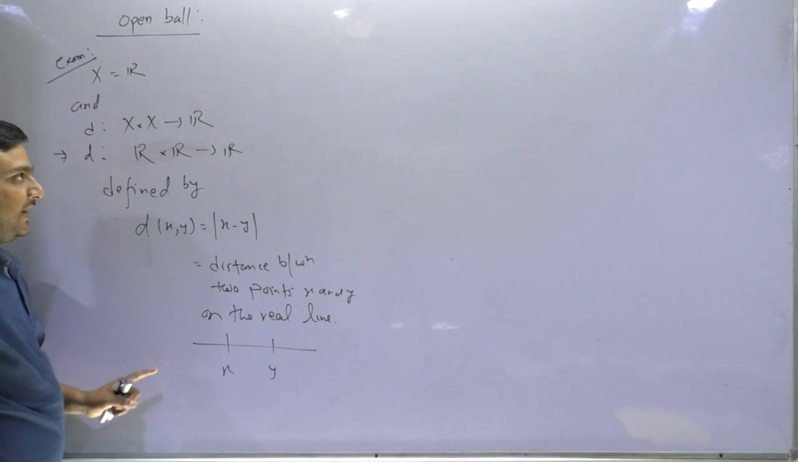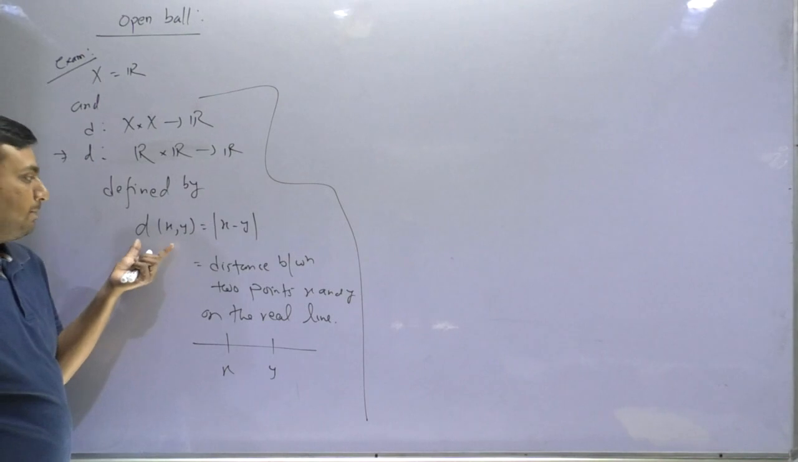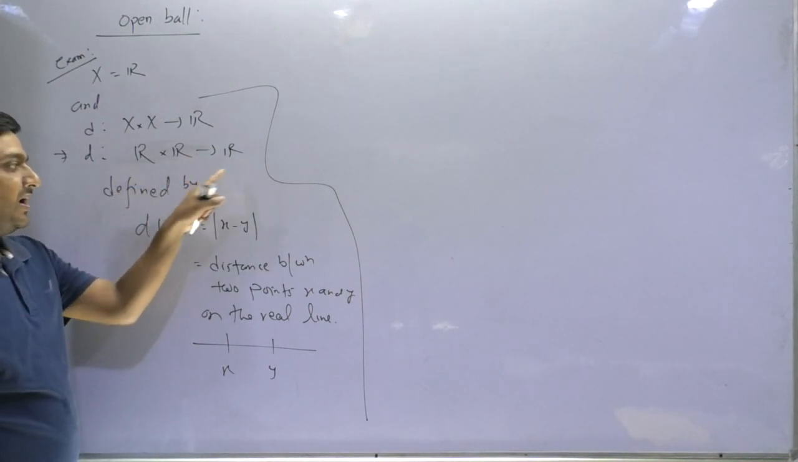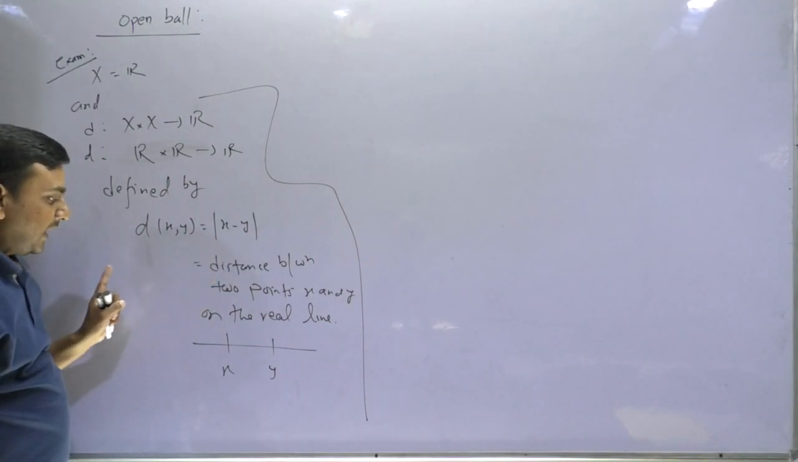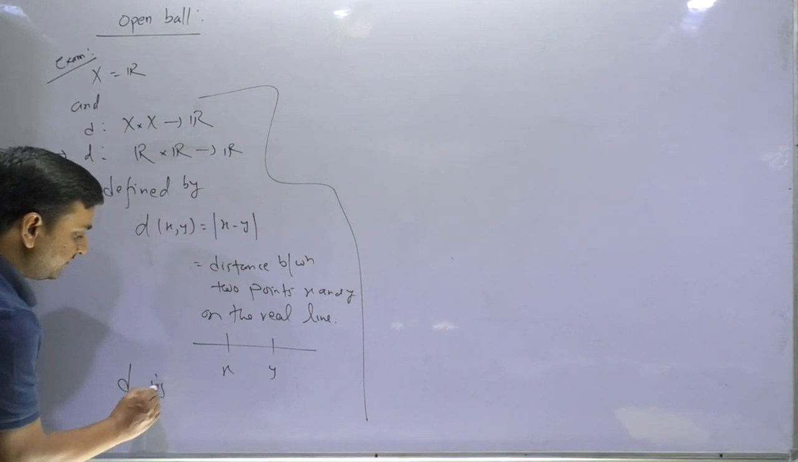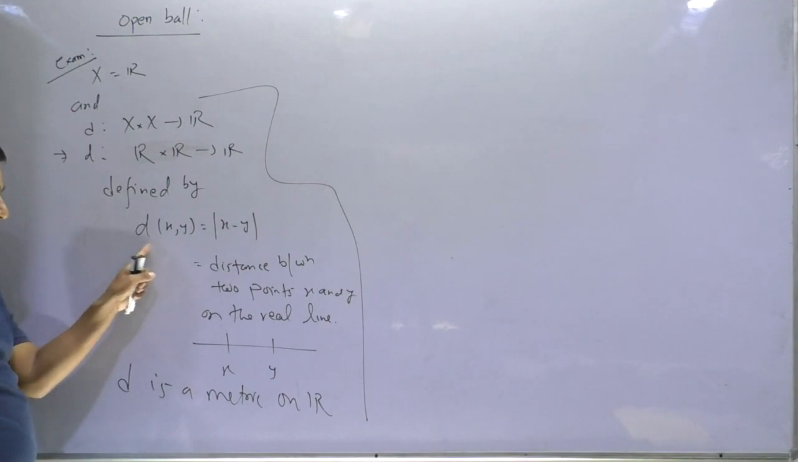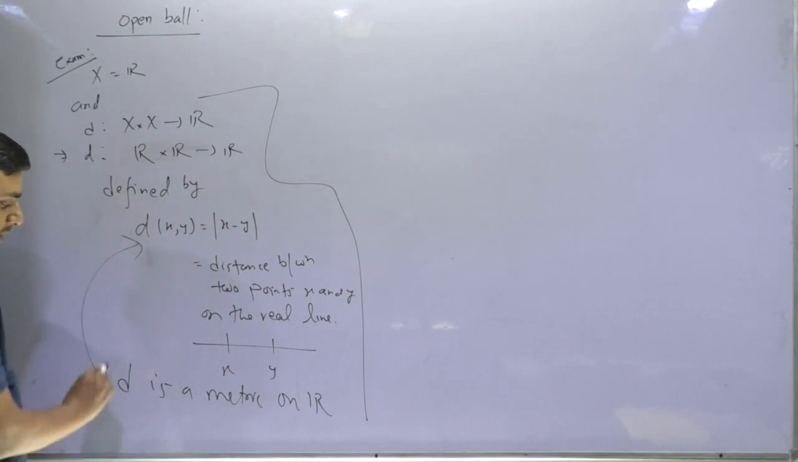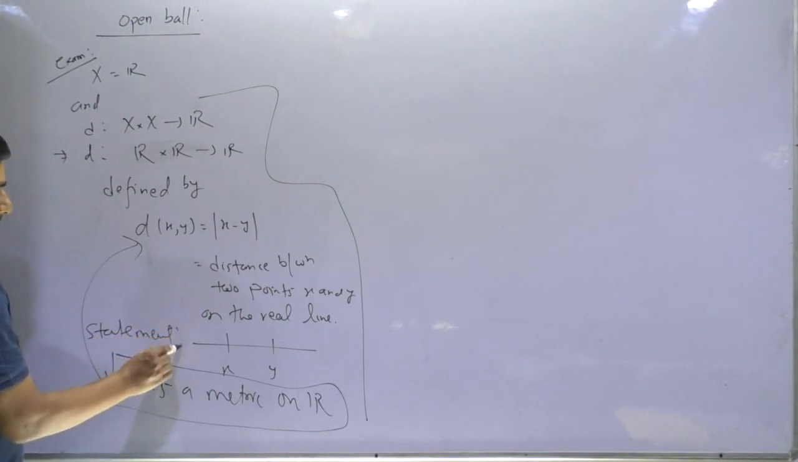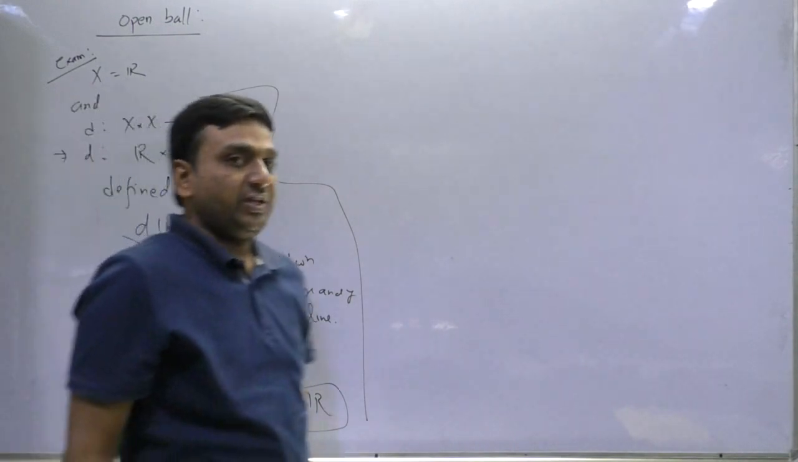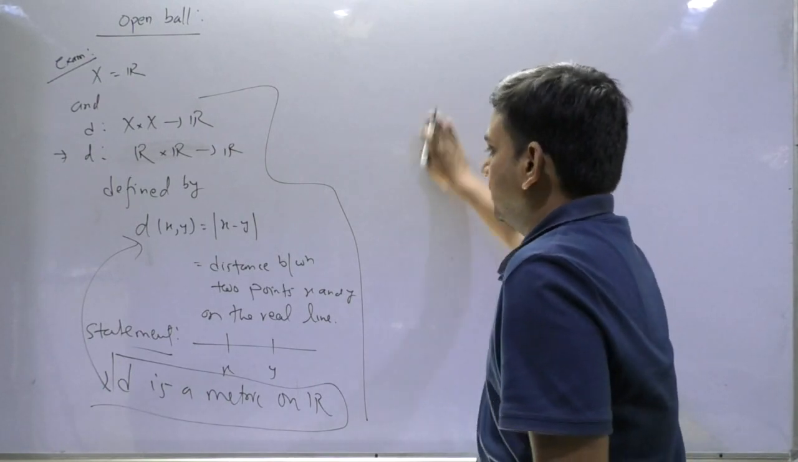So what I have done is I have defined a mapping from R cross R to R where the mapping is defined by this thing. So I say that D is a metric on R. Which D? This one. This is my statement. If this D is a metric on R, then it must satisfy all those three properties. Now check it out.